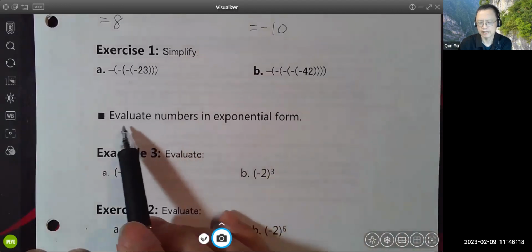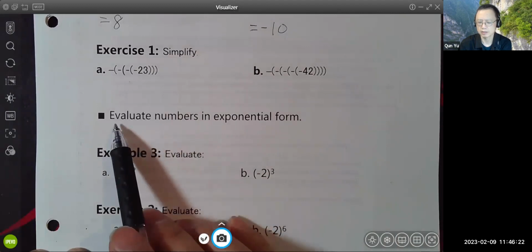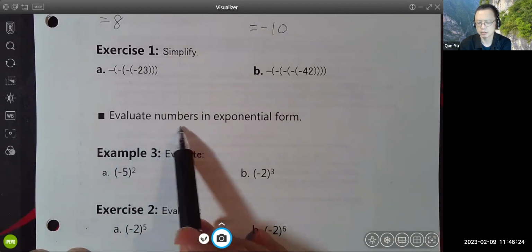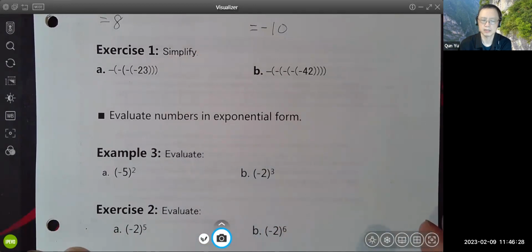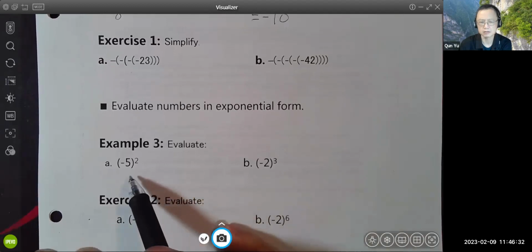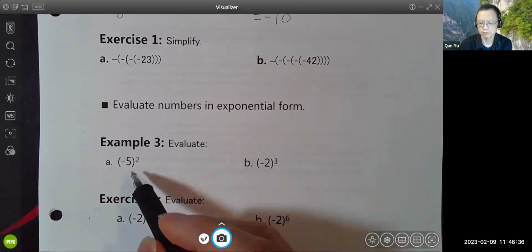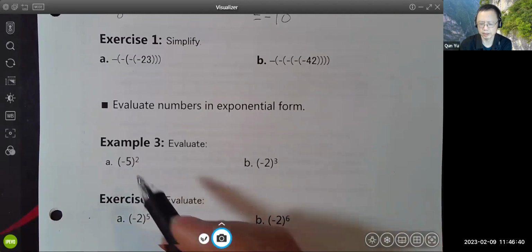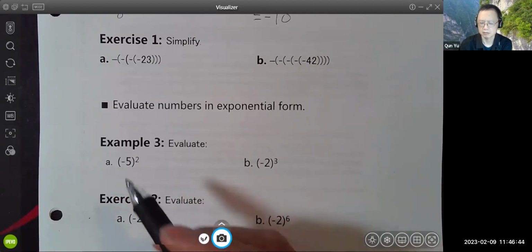We want to evaluate, that means do the calculation. We want to evaluate numbers in exponential form. So we want to calculate exponential operations. Now, let's look at our example. We have 2 of these. The first one is -5 to the power of 2. We can also say -5 squared.